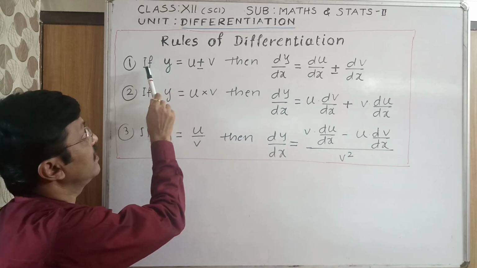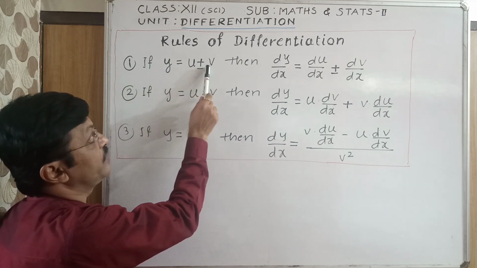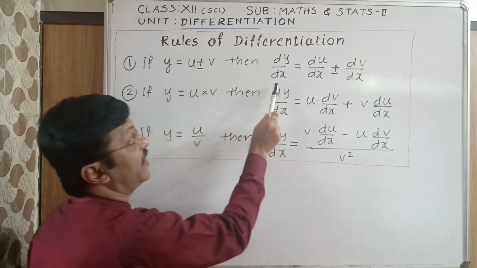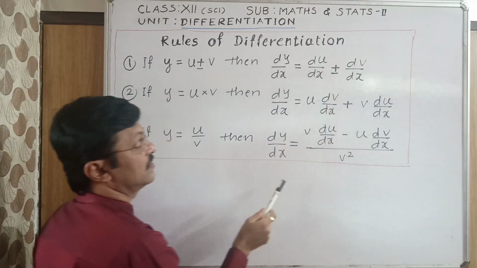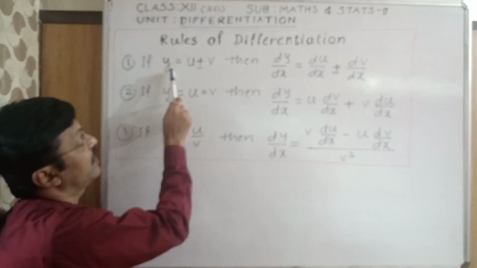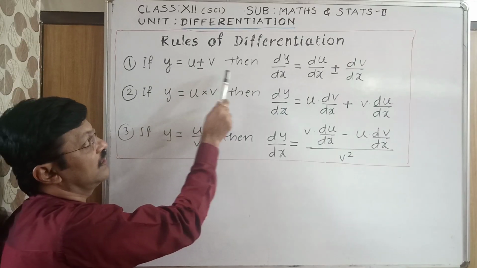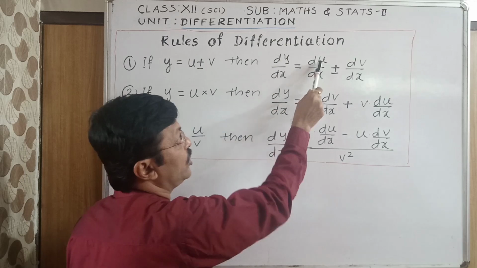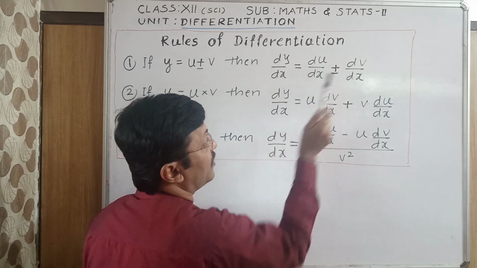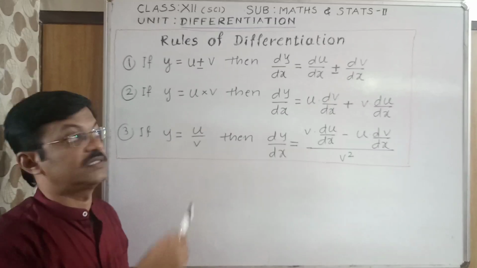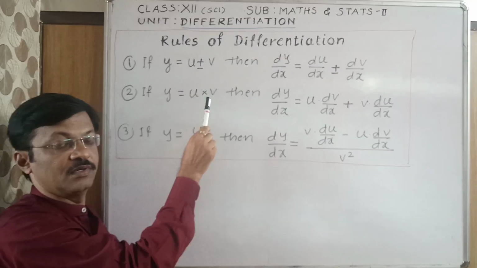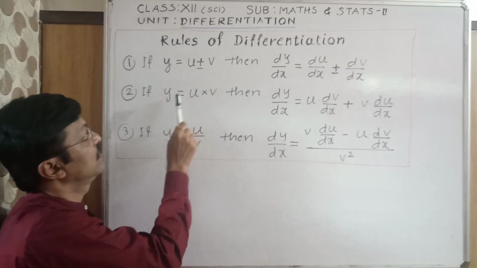How do I read it? If y is equal to u plus v, then dy by dx is equal to du by dx plus dv by dx. Again, if you read it as y is equal to u minus v, then dy by dx is equal to du by dx minus dv by dx. These rules in short are called the sum rule and difference rule of differentiation.